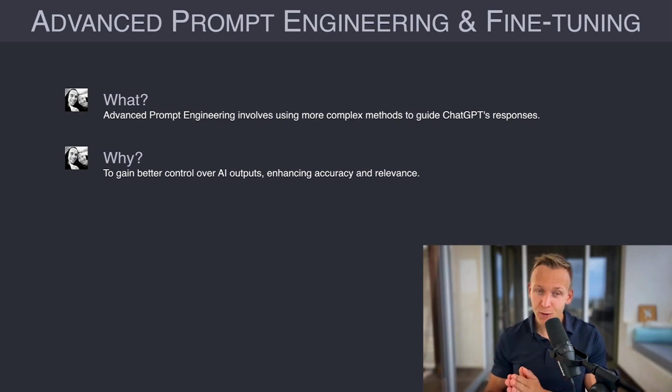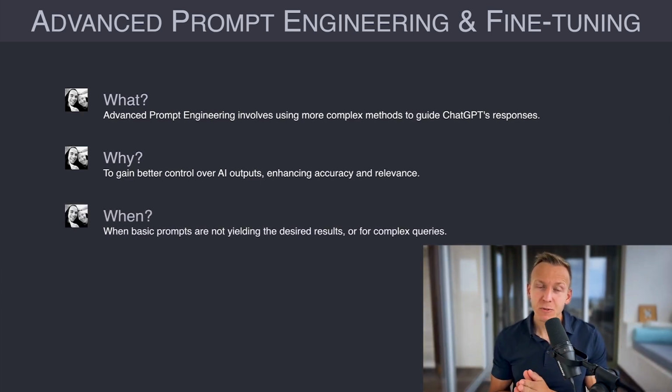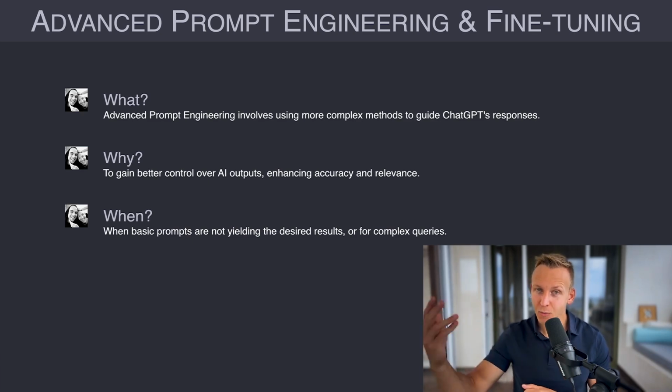Well, to gain better control over AI outputs, enhancing accuracy and relevance. And this is all just a fancy way of saying the better we are with our prompt engineering, the better results we are going to get from ChatGPT. Your answers will only be as good as the questions you pose, and prompt engineering is all about getting the questions right. So when is basic prompt engineering not enough, and when do you need to use more advanced skills?